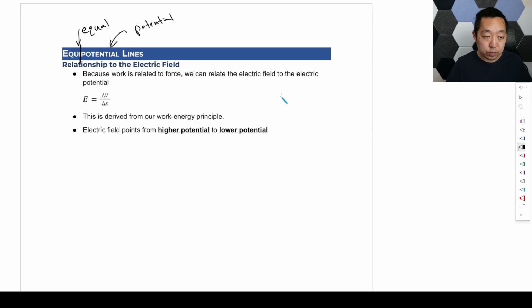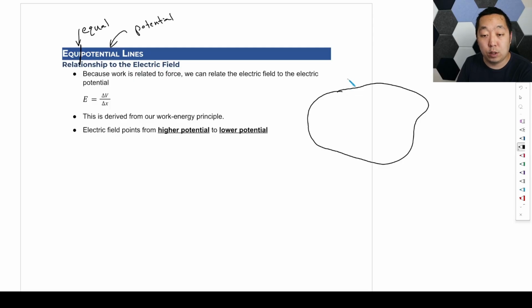The whole idea on an equipotential line is that everywhere along it, it's the same potential. So if you move at any point along this line, you're going to have the same potential. Remember, we used the potential to talk about the change in energy and potential energy and things like that.